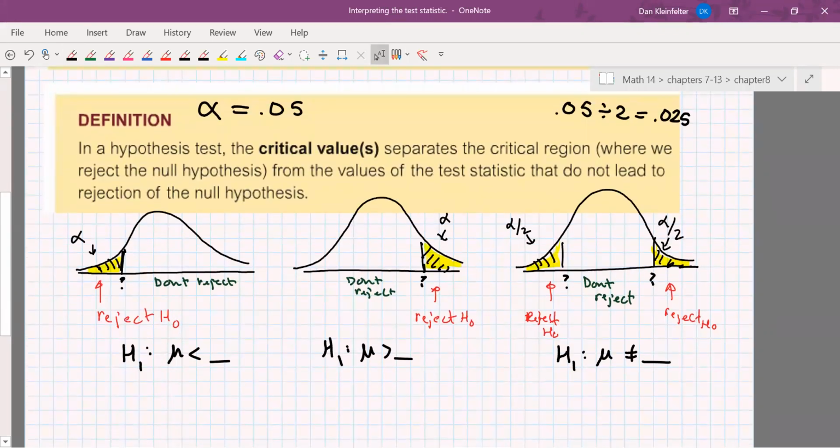So in the critical value method, you will start with the alpha, draw a little sketch of what the distribution looks like, then figure out the area, and then from the area, determine what that critical value is going to be.